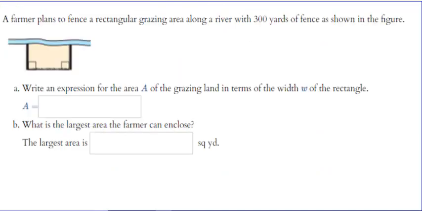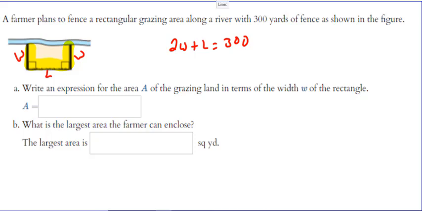All right, so this one: a farmer plans to fence a rectangular grazing area along a river with 300 yards of fencing. So everything that we have here is just 300 yards. So we have a width and a length, right? So we have 2W plus L equals 300. That would be our perimeter, right? If we looked at this, we're going to put a fence there, right? So 2 W's and an L.